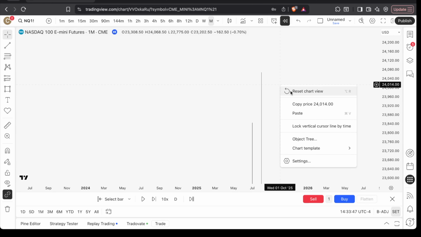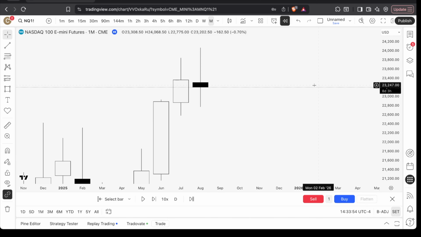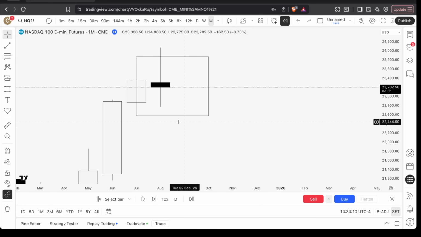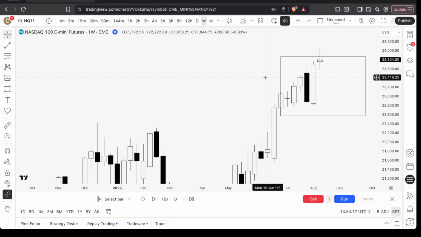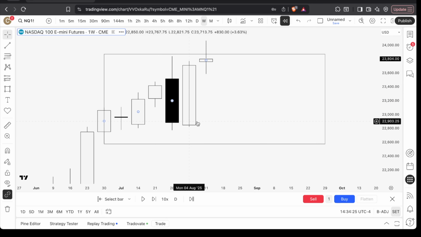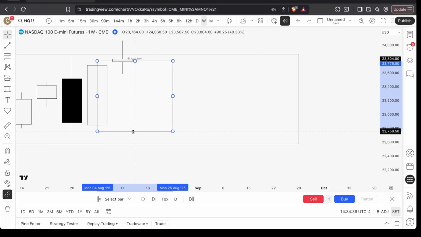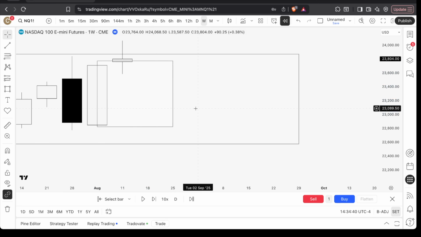Let us go from the monthly. As you can see on the monthly time frame, this is our range. You can see this candle took out this candle's high, and this low still remains intact. So our target would be this low right here. Let's go on a weekly time frame. Same thing again. We have this candle right here. This candle took out this candle's range high. So our target would be this candle's low right here.